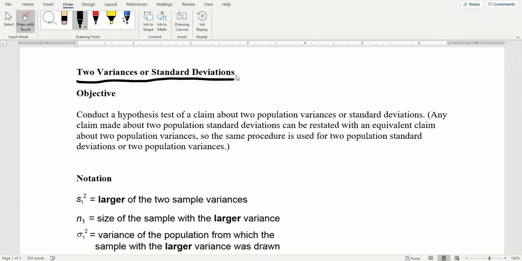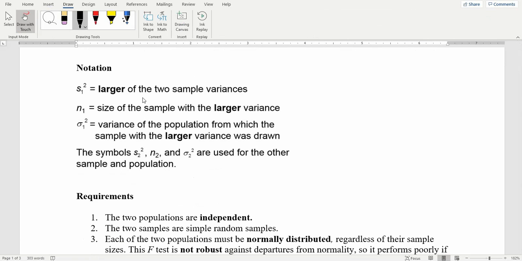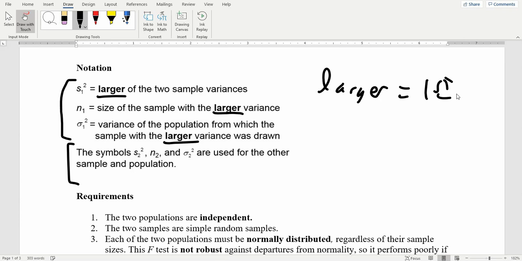2 variances or standard deviations. So we will be doing a hypothesis test for 2 population variances or standard deviations. Some notation that you may have seen before: S1, N1, sigma 1 is for the first sample, and then the second sample. You need to be aware that S1 and N1 are for the larger. That's a big deal. Whichever one has the larger sample standard deviation is what we're going to use for the first one. So larger equals the first sample.